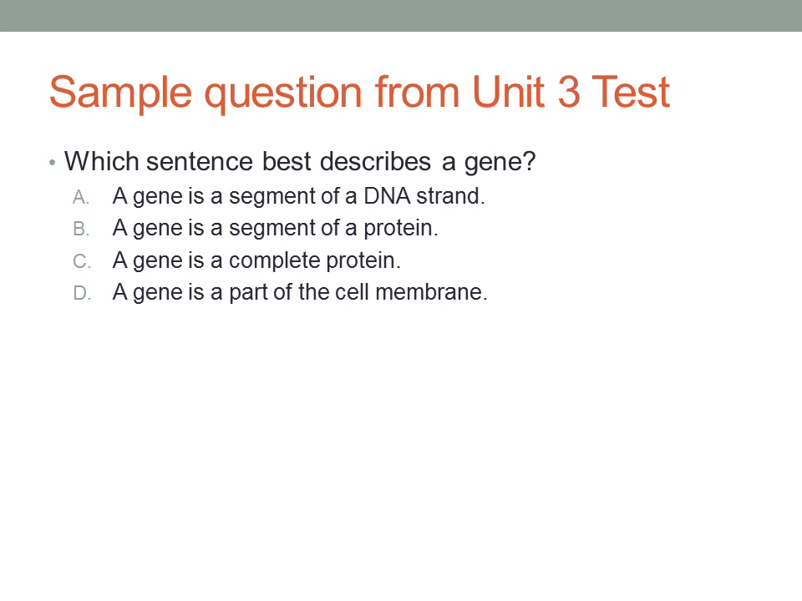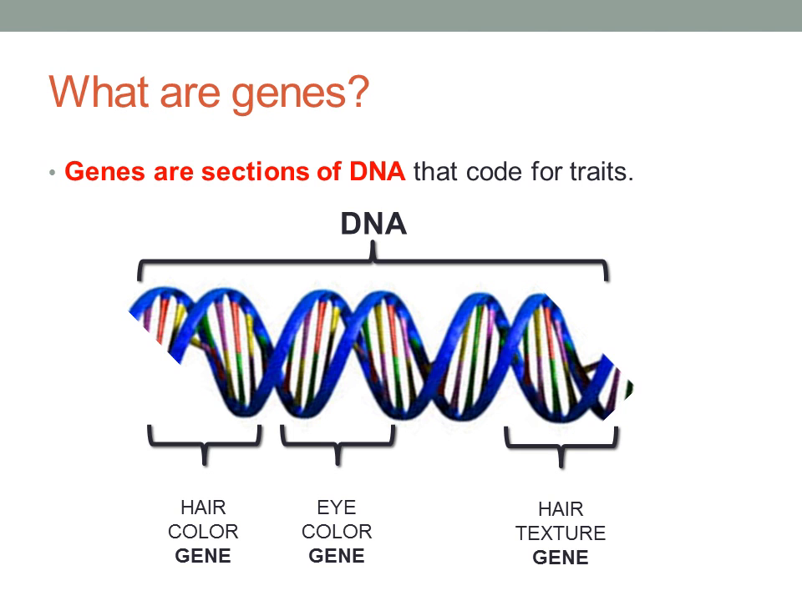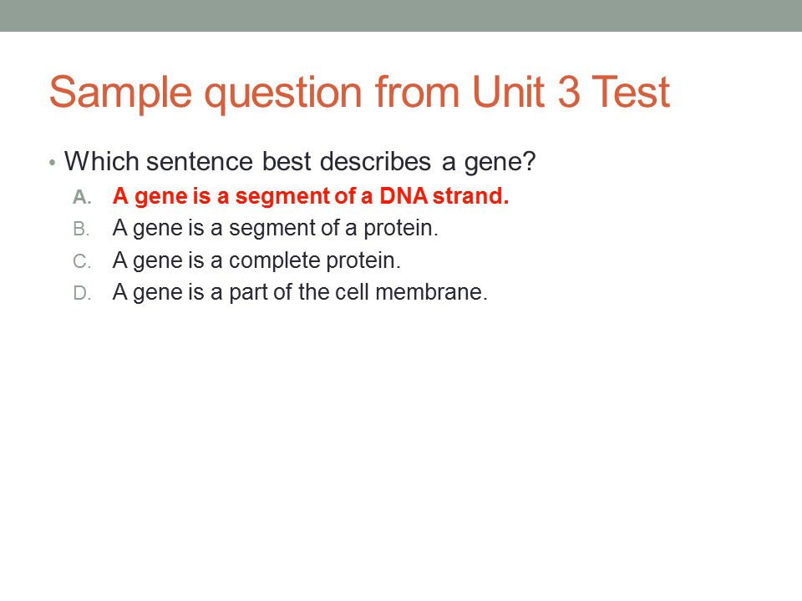So here's a sample question from the Unit 3 test. Which sentence best describes a gene? A, a gene is a segment of a DNA strand. B, a gene is a segment of a protein. C, a gene is a complete protein. Or D, a gene is part of the cell membrane. Remember, genes are sections of DNA.